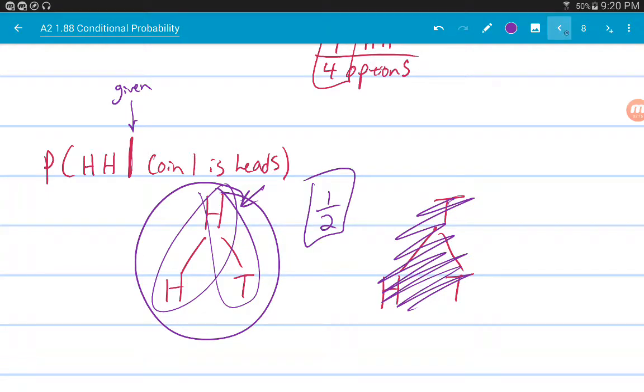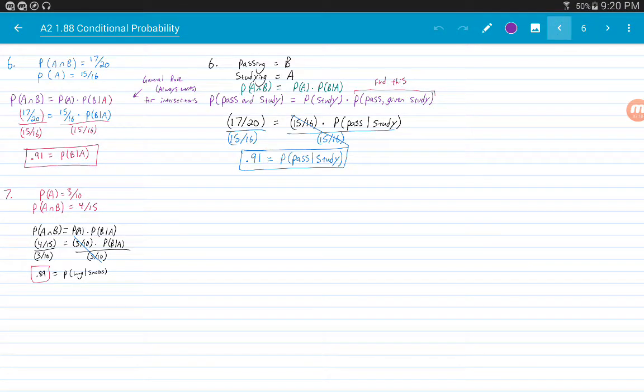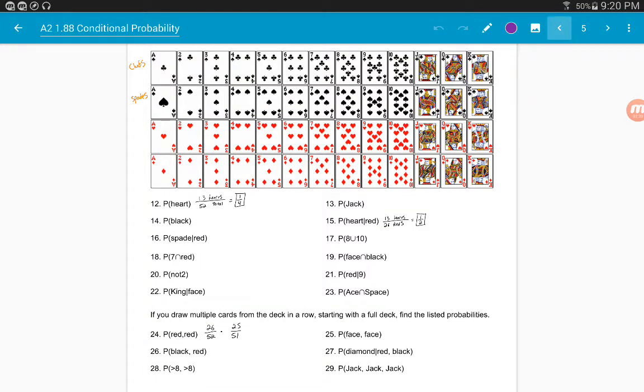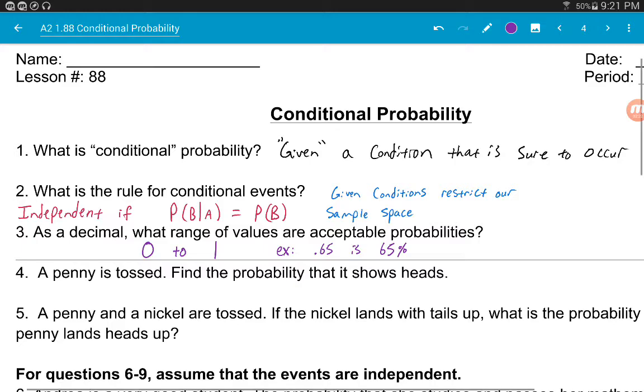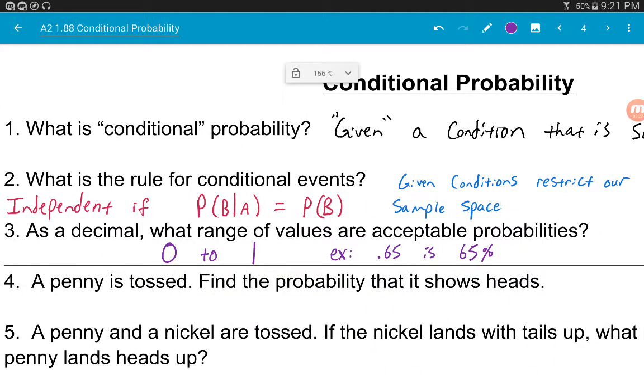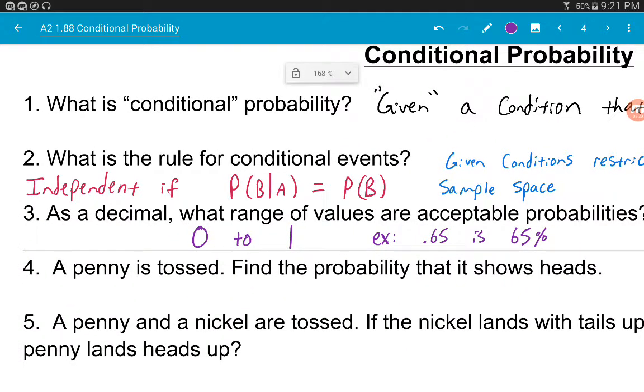Because what the given does is it restricts the size of our sample space, right here in blue. Given the conditions restrict our sample space. And I'll give you an example of that. Now, I'll give you 2 examples, in fact, but you also have a nice rule that we can use to find independence. So we're going to focus more on that in the coming days.